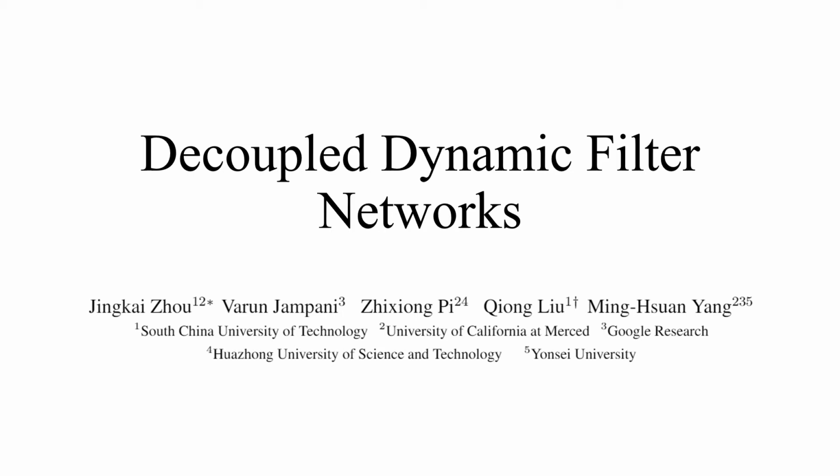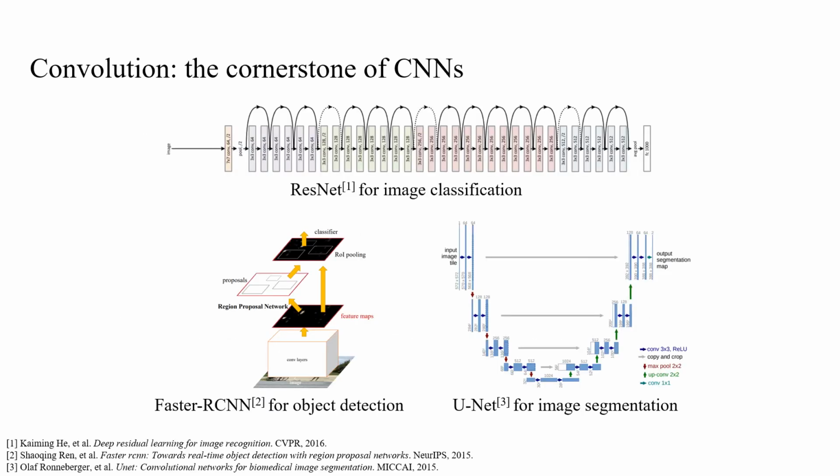In this video, we'll give a brief overview of our paper, Decoupled Dynamic Filter Networks. First, we give a brief introduction of convolution. Convolution is a cornerstone of existing convolutional neural networks, which are tremendously successful in several computer vision tasks, such as image classification, object detection, and semantic segmentation, to name a few.